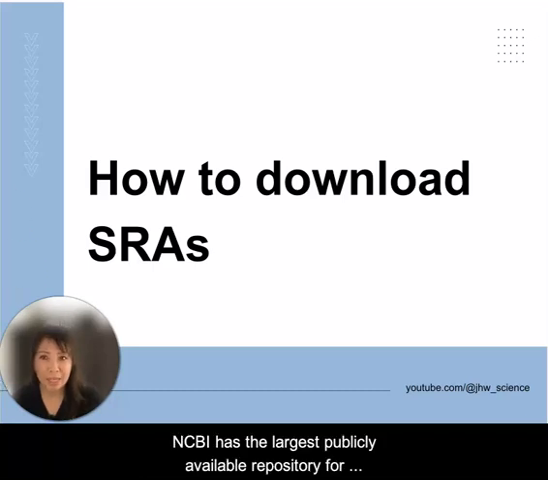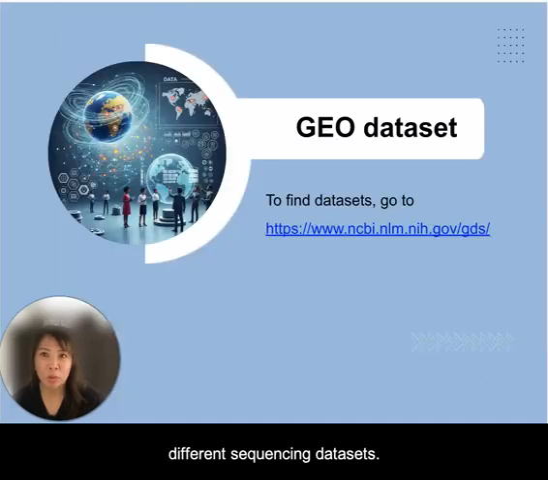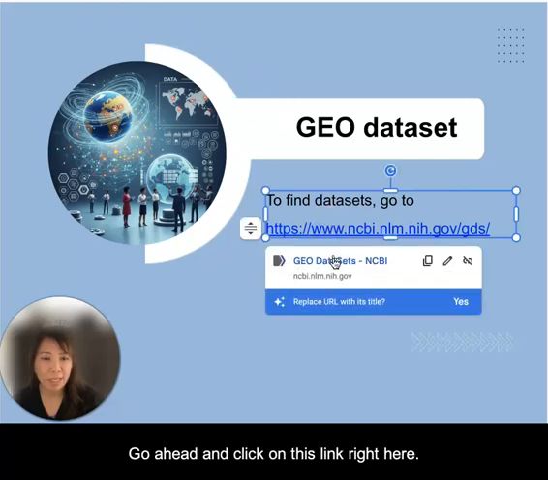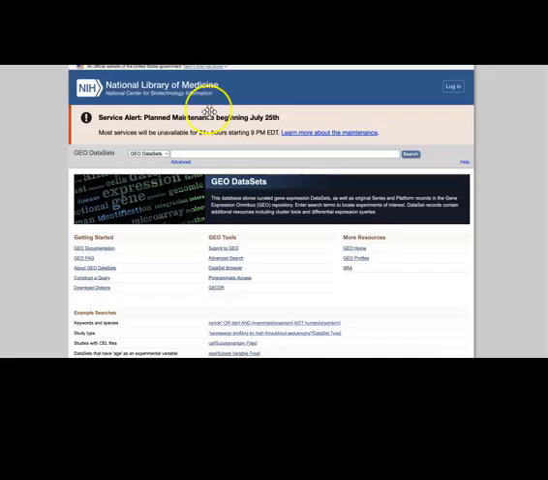So NCBI has the largest publicly available repository for different sequencing data sets. So go ahead and click on this link right here. This link takes us to the NCBI page in order for us to access data within this repository. So we're going to enter the GEO accession code that we are interested in, which is GSE150377.